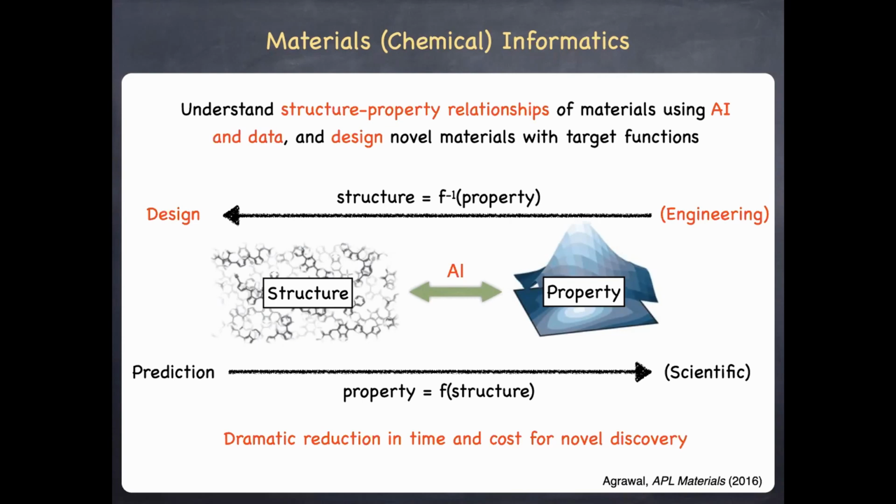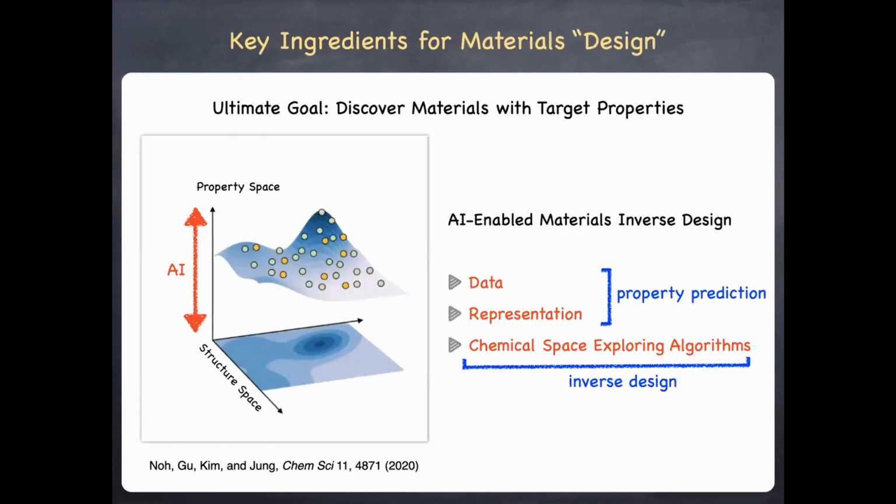Or you could start with defining the property that you want to achieve first, and then design a structure that would have such a property, and that can be an inverse design problem. And so overall, the idea is to use this informatics to dramatically reduce time and cost for novel discovery of molecules and materials.